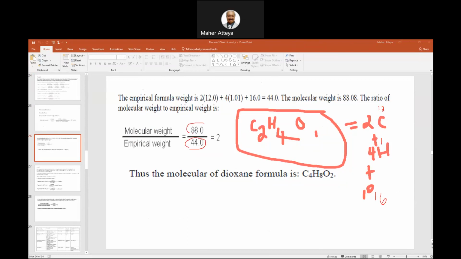But this is the molar mass of the whole molecule. So the ratio between them is 2, correct? The ratio of those is 2. So what you will do here, instead of having this, you multiply the whole thing by 2. This is the empirical formula, but the ratio between them is 2. So your compound will be C4H8O2.